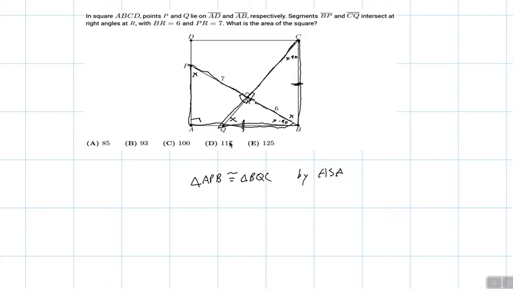And so then from that, since we know that this triangle APB's hypotenuse is 13, we can then reason that the hypotenuse of triangle BQC, QC, is going to be 13 as well, because the triangles are congruent.